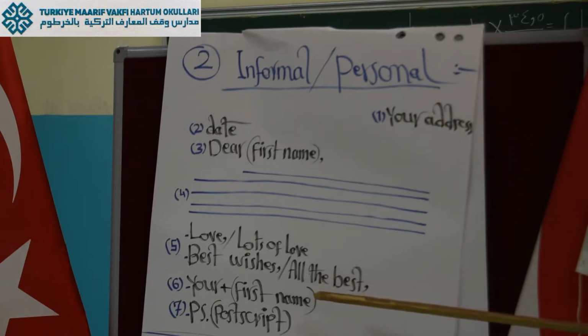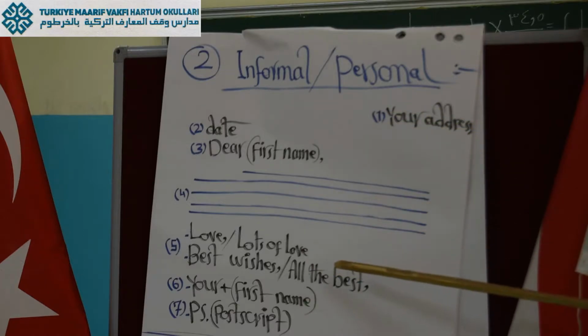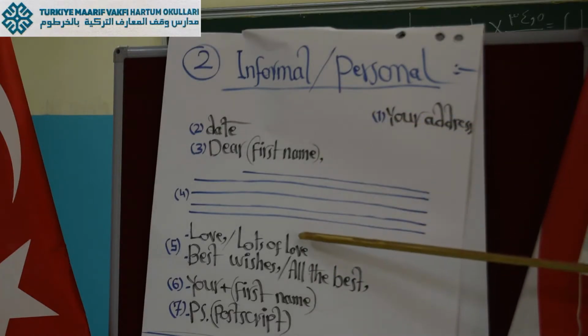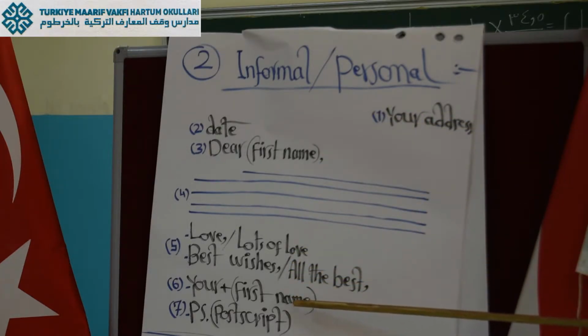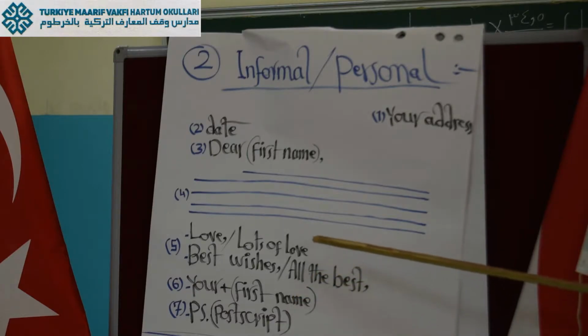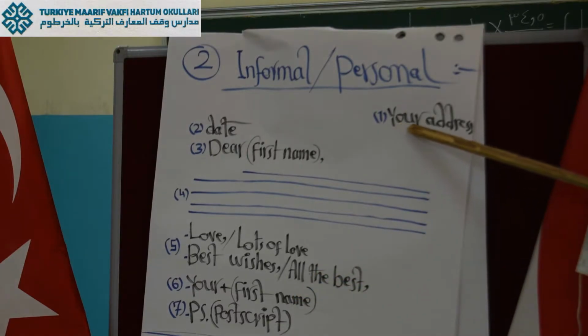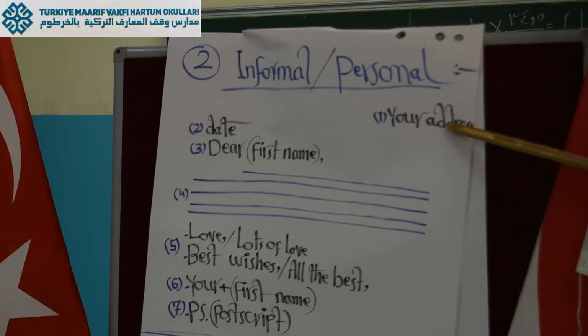It is quite easy and simple. It is not that complicated. It has only little parts. Let's see them. First of it, your address, your own address. I mean the sender's address. That's what we call it, number 1.